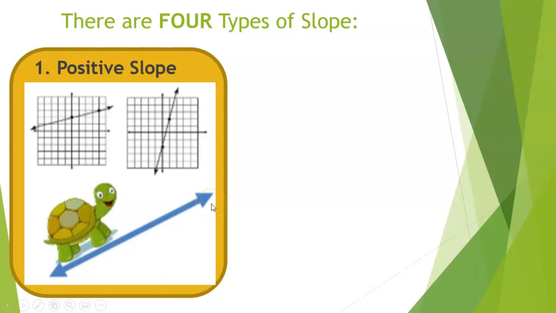It doesn't tell me how steep the line is. It just tells me which direction it's going. So the sign, positive, tells me the direction of the line. In this case, it's going up from left to right. As you can see, it could be a less steep line or a more steep line, but they're both pointing up, so they both have a positive slope.